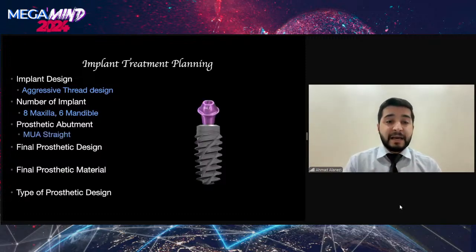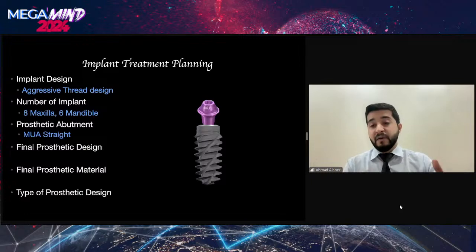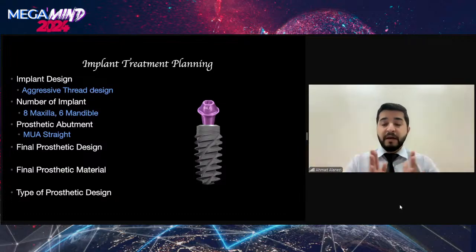For the prosthetic abutment, we are going to have our prosthesis on the multi-unit. We don't want to go direct to the fixture, and the reason for that is we don't want to disturb the peri-implant mucosa in that area.